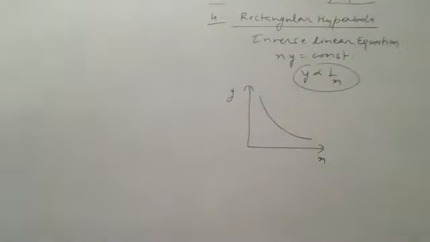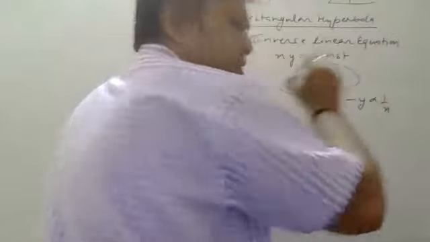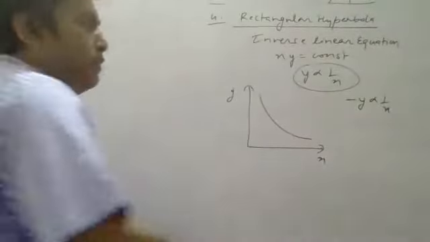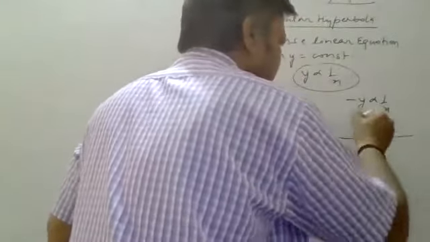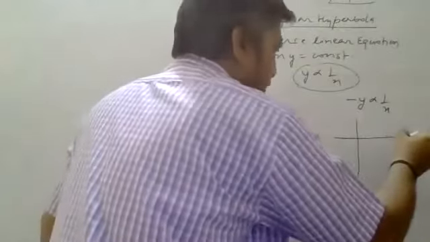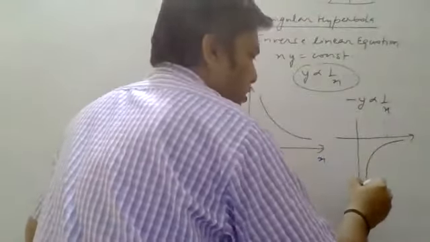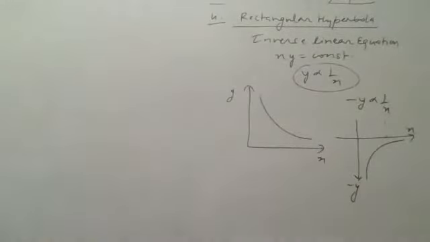If the function is reversed, I am saying minus y proportional to 1 by x, then how will you plot the graph? We'll plot the graph here. Minus y proportional to 1 by x. The graph will move in this manner. This is minus y, this is x. In this manner, the graph will be plotted. It is a rectangular hyperbola situation.